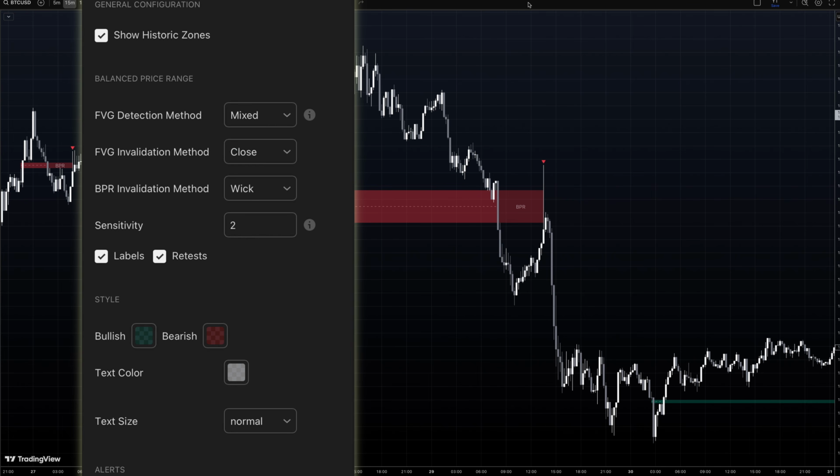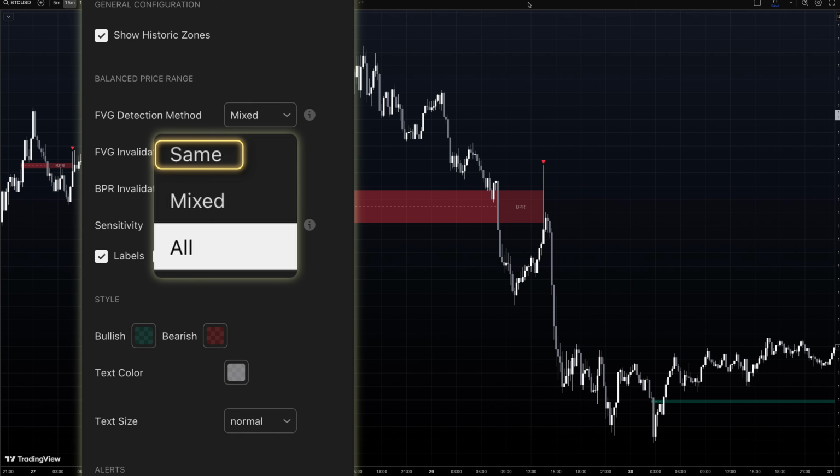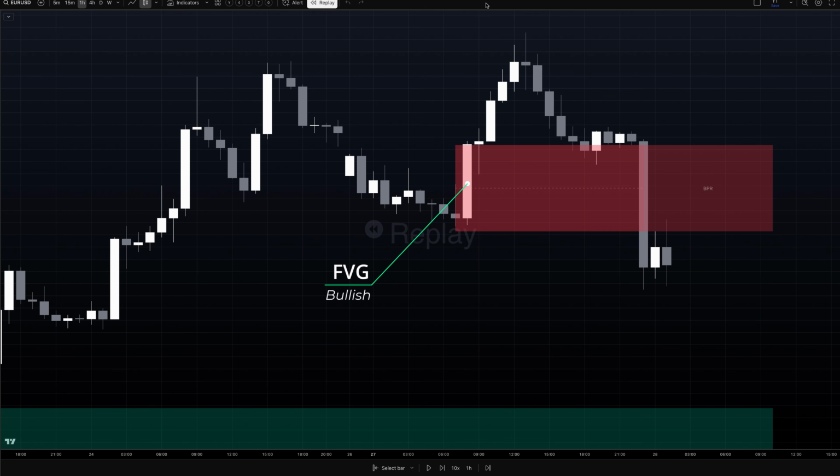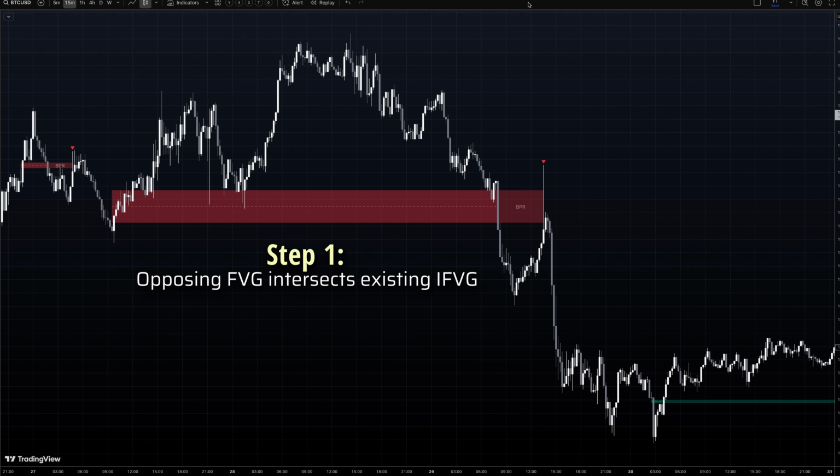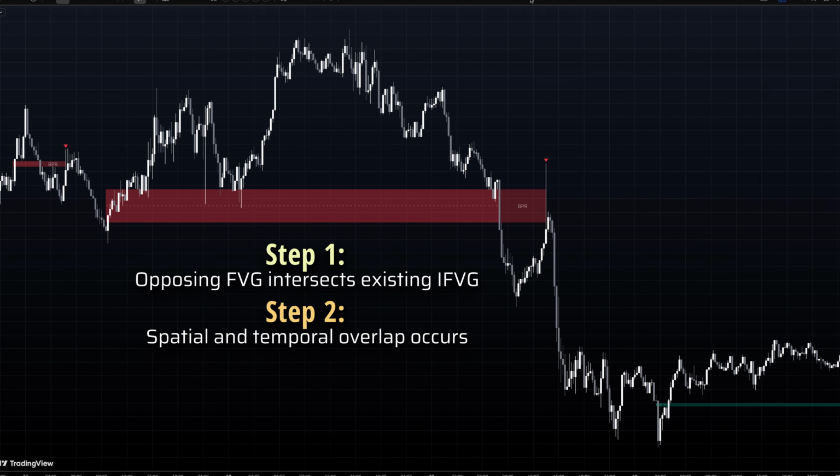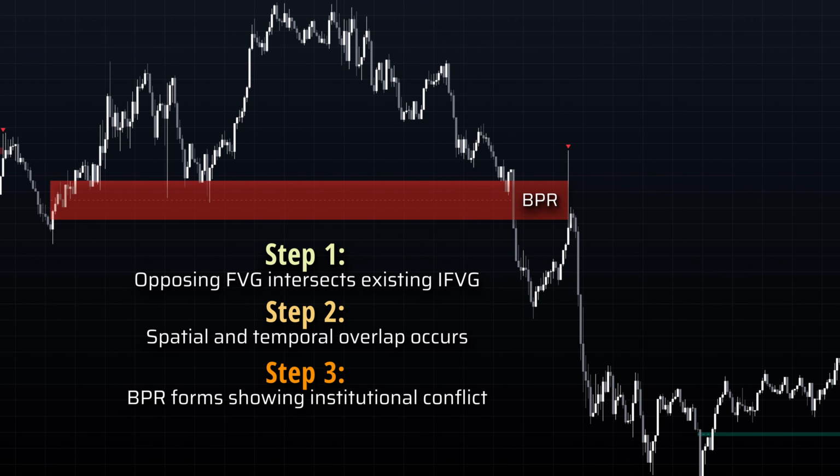The system offers 3 detection modes: same directional bars, mixed directional bars, or unrestricted detection. When a bullish FVG gets invalidated by price moving below its lower boundary, it transforms into a bearish inverse FVG, IFVG. The critical innovation occurs when an opposing directional FVG intersects with an existing IFVG, both spatially and temporally, creating a BPR that represents conflicting institutional interest levels.